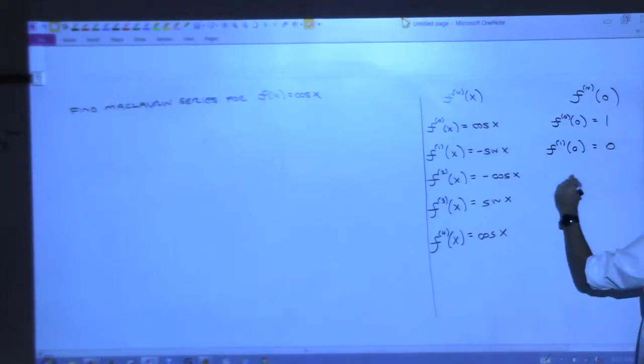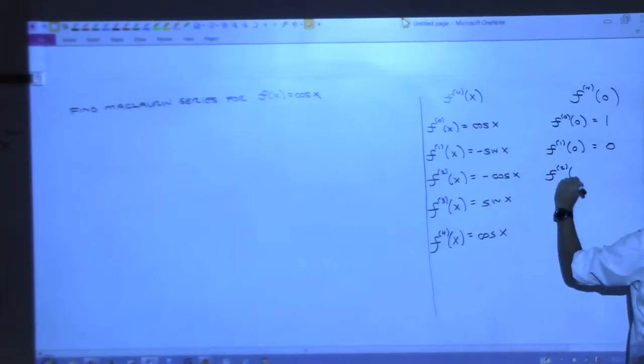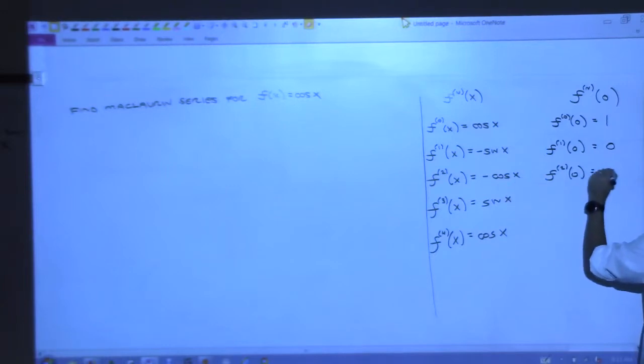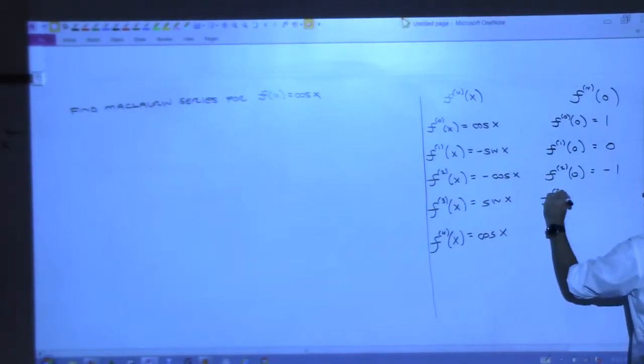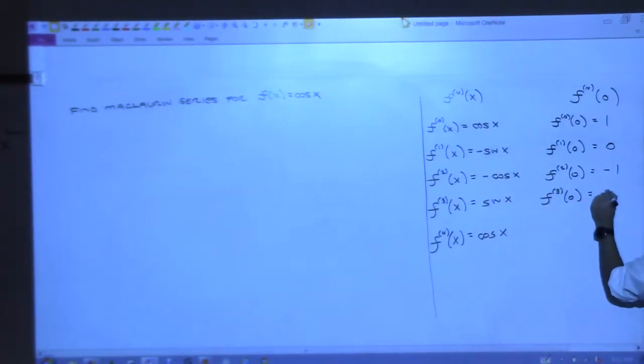Second derivative at 0? Negative 1. Third derivative at 0? 0. And then I think the pattern's going to repeat now, right? We got 1, 0, negative 1, 0, 1, 0, negative 1, 0, and so on and so forth. All right.